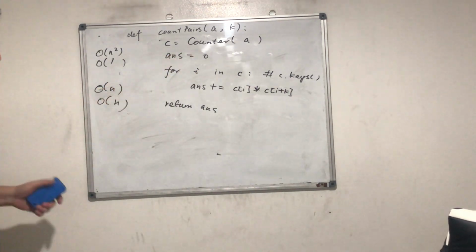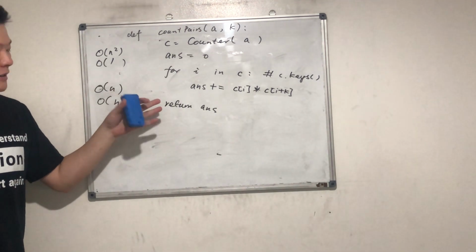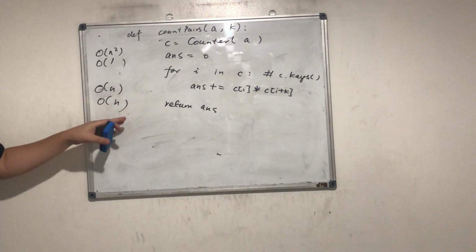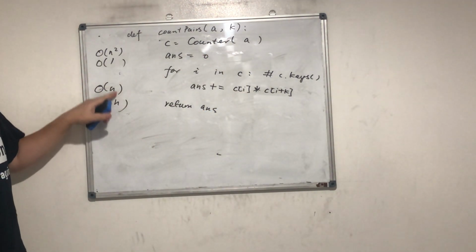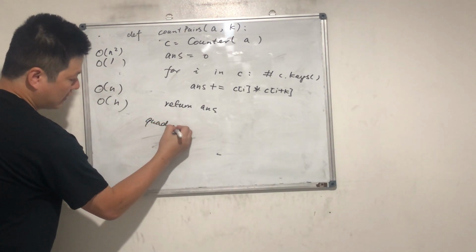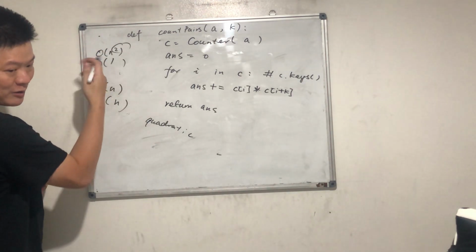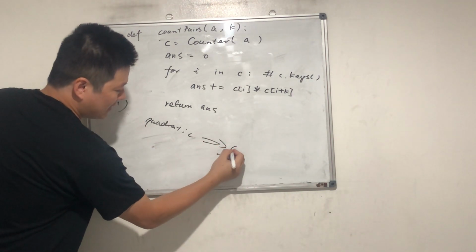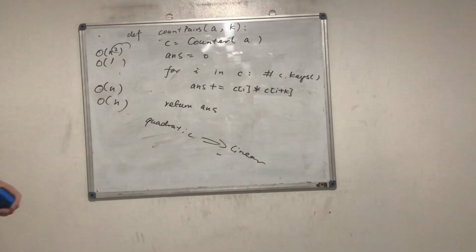So how beautiful is that? We trade the time with the space. We use the space to make it faster. This was quadratic, and we make it linear. Linear is this one, quadratic is the other.